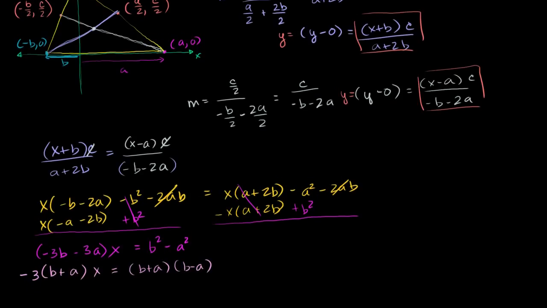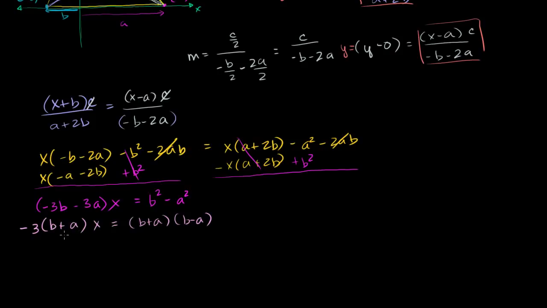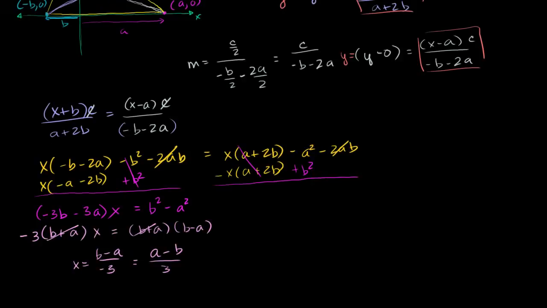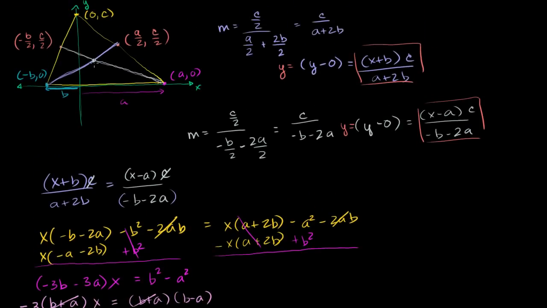So we can divide both sides by b plus a. And we have negative 3 times x is equal to b minus a. Well, let's just divide both sides by negative 3. We get x is equal to b minus a over negative 3, which is the same thing as a minus b over 3. So we have the x coordinate so far for our centroid. It is a minus b over 3.